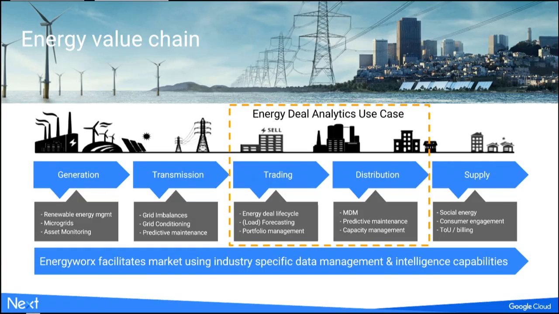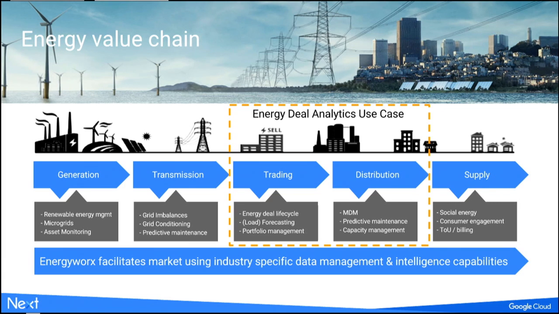Before I go into that, I first want to explain to you the energy value chain. So, starting from generation all the way up to supply, EnergyWorks facilitates this entire process by enabling our data intelligence across the entire value chain. So, for example, on the generation side, we work with providers that provide renewable energy. So they have to manage that energy. They want to see what's been generated, what's happening with the generation, etc. They want to predict it.